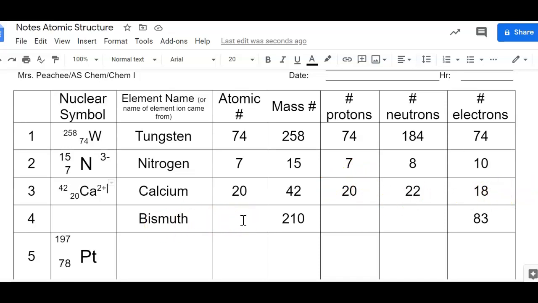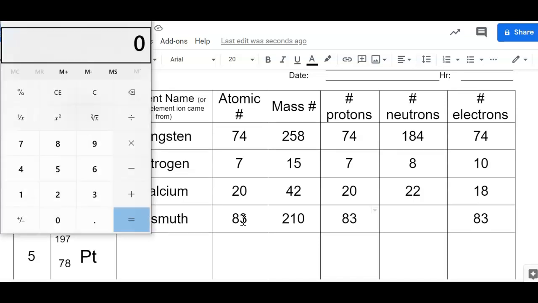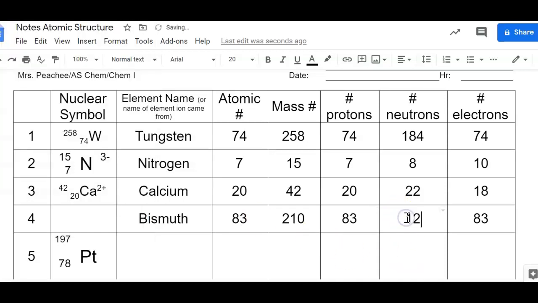Okay, next one, bismuth. Bismuth is element, I got to find it on the periodic table. I find that it's element 83. So I also know that then it's 83 protons. Figure out the neutrons. I'm going to take 210 minus 83, and I get 127. Okay, and then I know the symbol is Bi because I looked on the periodic table. I know that the mass number is 210, and I know the atomic number is 83. Now I got to decide if it has a charge or not. So I'm going to go back and look and say, well, it has 83 for its atomic number, and it had 83 electrons given, so there's no charge.